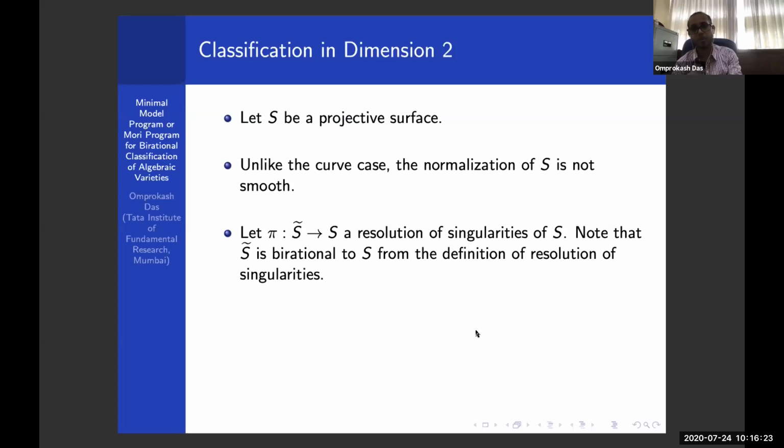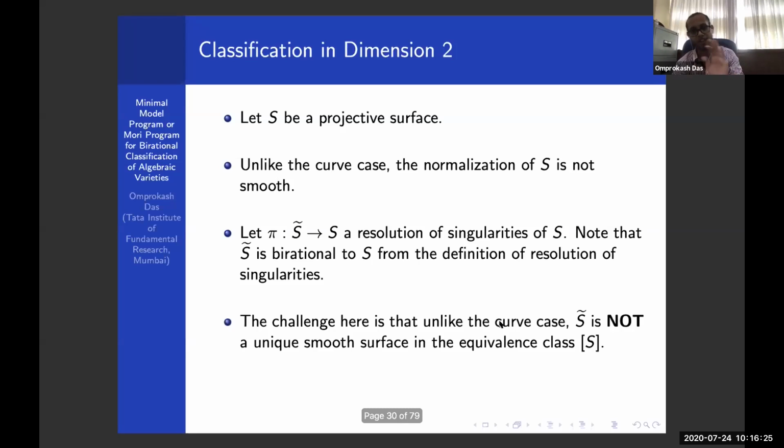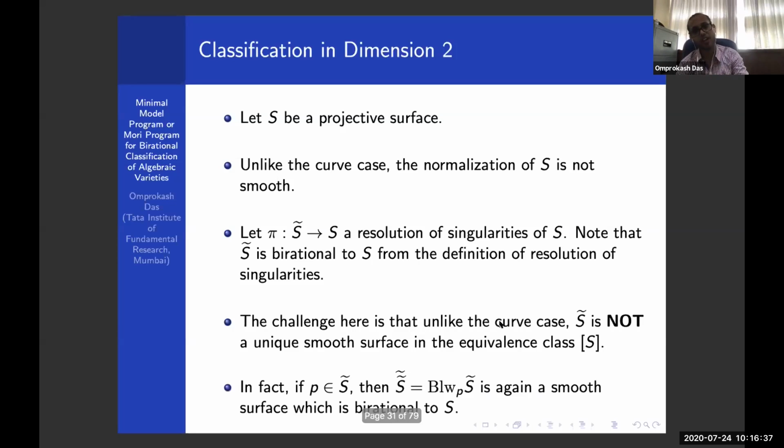But here's the very bad thing about the resolution of singularities: it is not unique. This S tilde is very non-unique. It's a smooth surface, but it's not a unique class in the equivalence class of S. In fact, if I take any point in S tilde and blow it up further at that point, again you get a smooth surface, S double tilde, that is birational to the original surface S. So in other words, within the equivalence class of S, there are infinitely many smooth surfaces.